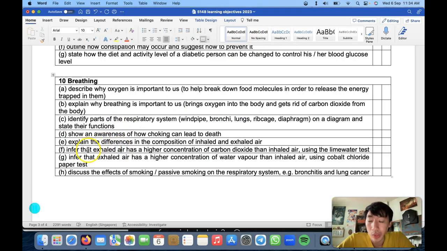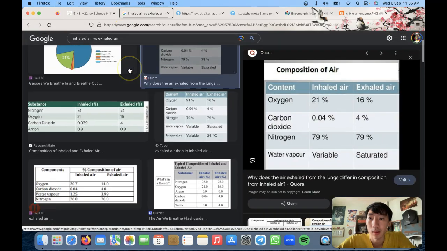Okay, so we know about this lime water test. Let's just do a quick revision. We can infer that exhaled air has a higher concentration of carbon dioxide than inhaled air using the lime water test.